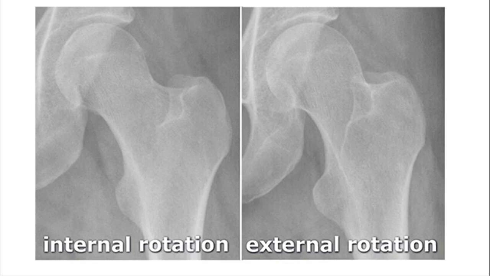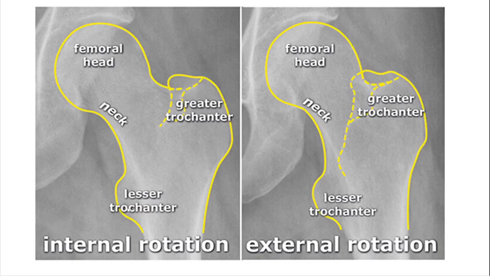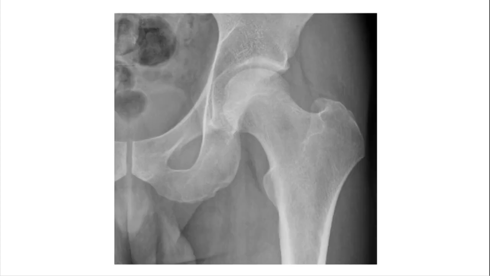The toes of the patient should be pointed upwards but slightly medially also, if the patient is lying supine, right? So here you can see, this is the head of femur, this is the neck, this is the lesser, and this is the greater trochanter. Here in external rotation, the greater trochanter is slightly overlapping the neck of the femur, right?